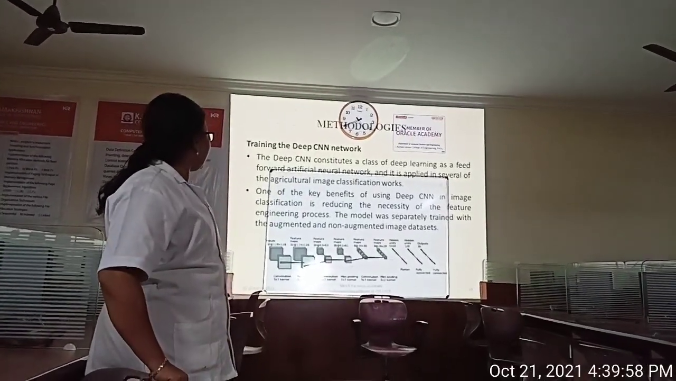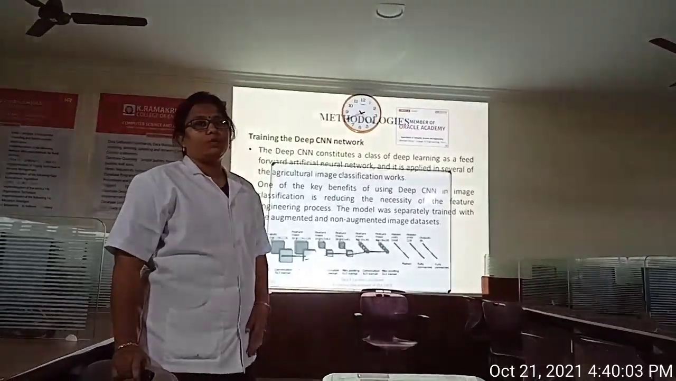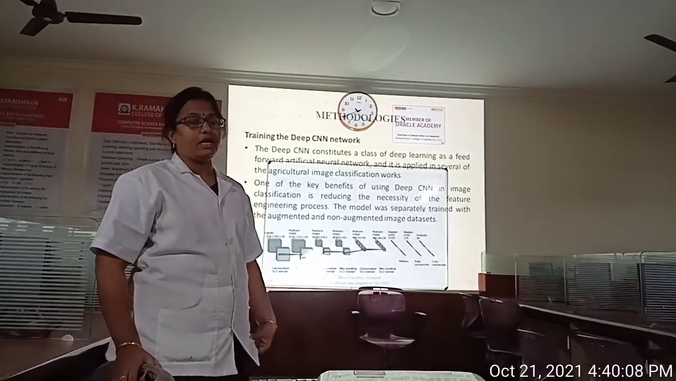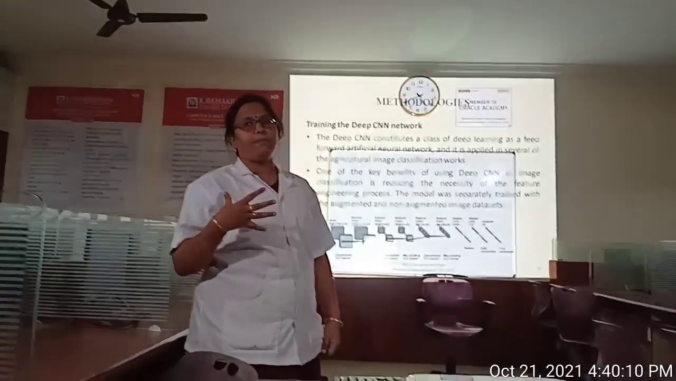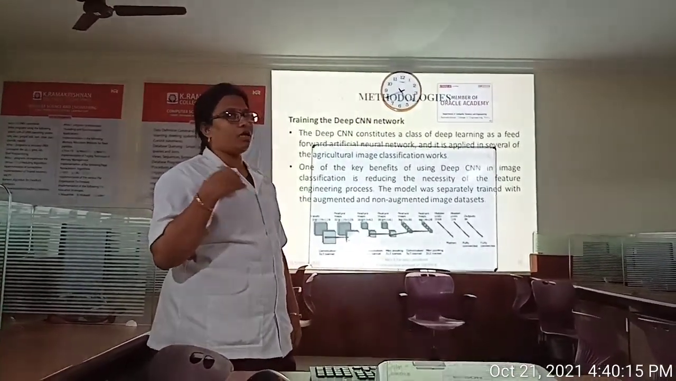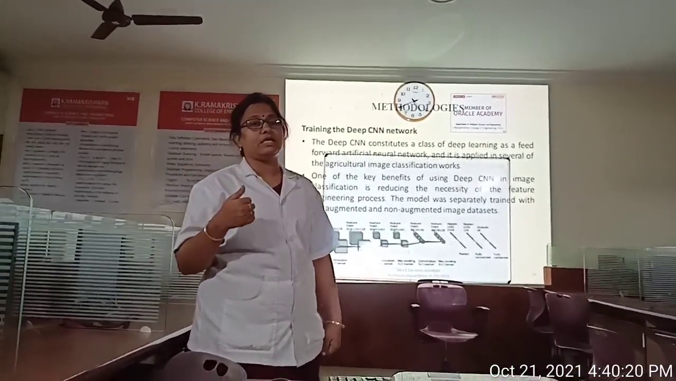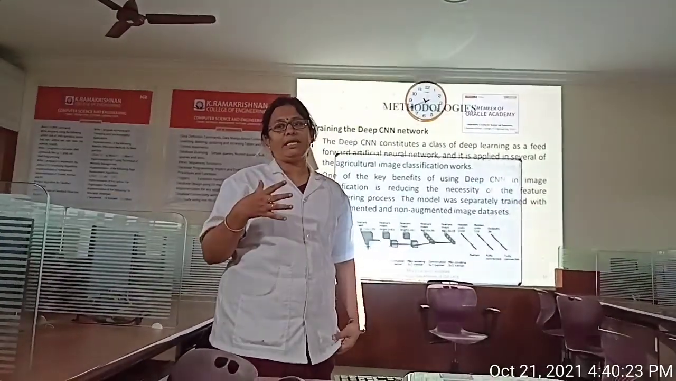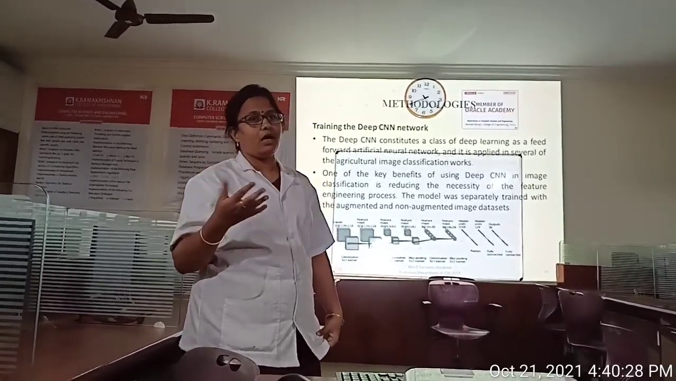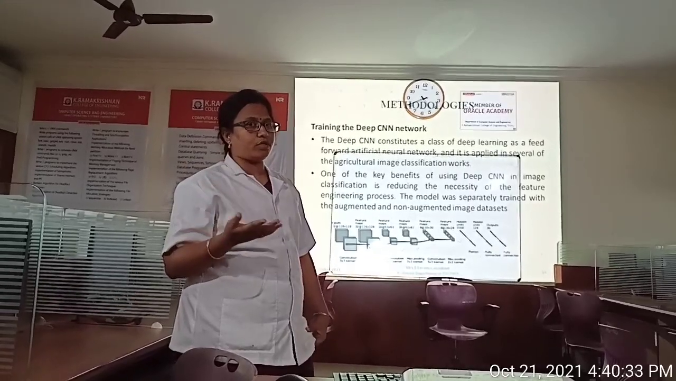The next one is training a deep CNN. We know that CNN is a convolutional neural network which contains a convolution layer, a pooling layer, and a dense layer. The convolution layer takes a bunch of input and converts that into features. Then it goes to the pooling layer. The pooling layer is normally used for reducing the spatial size. When we do the convolution layer, the memory requirement and complexity are high. In order to reduce the memory and the complexity, we go for the pooling layer.